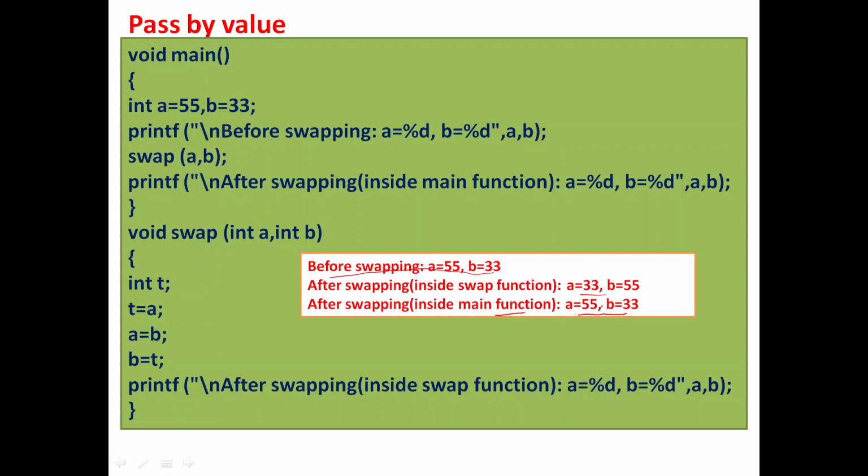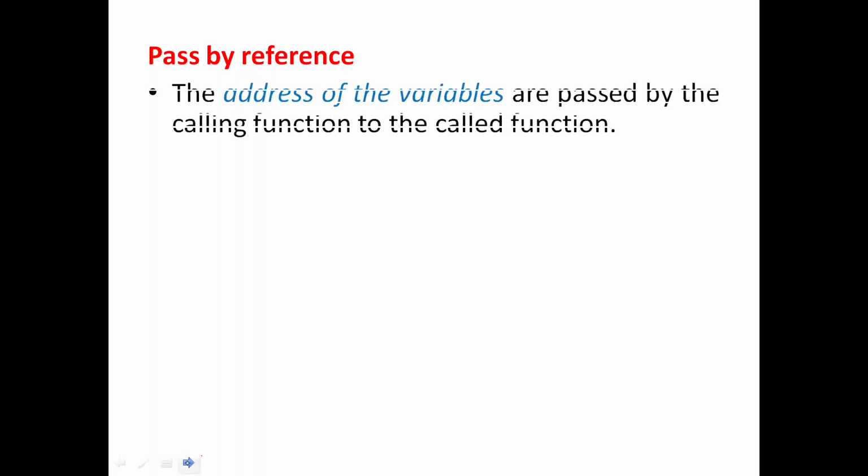Modifications will not be reflected here. The next method is pass by reference. Here we are not going to pass the value, we are going to pass the address of the argument. So we are going to pass the address of the variables to the called function.